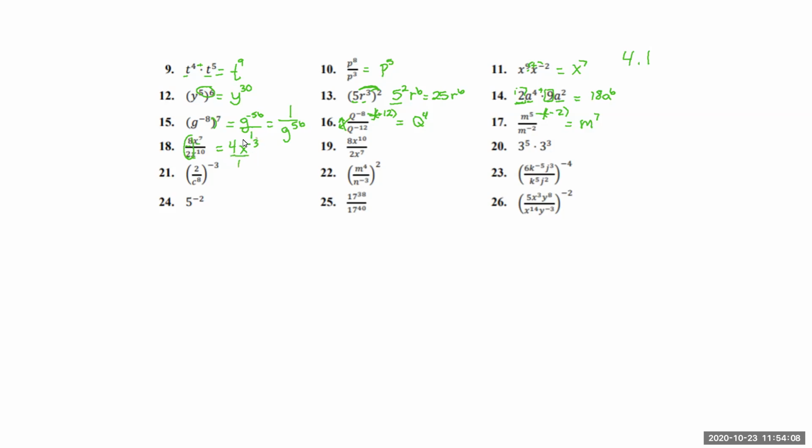What we're going to do is bring that x to the negative 3rd down so it becomes positive. So our final answer is going to be 4 divided by x to the 3rd. There we go.